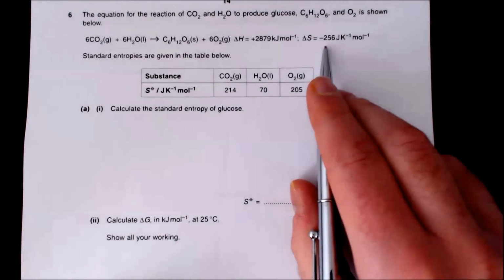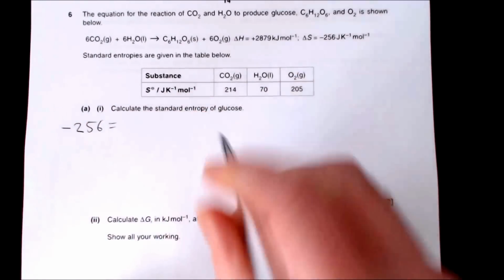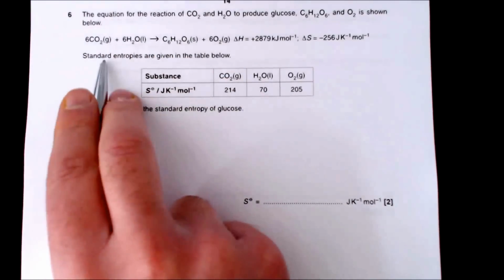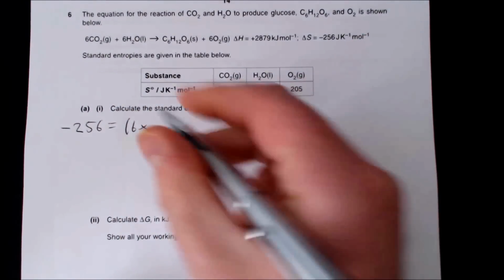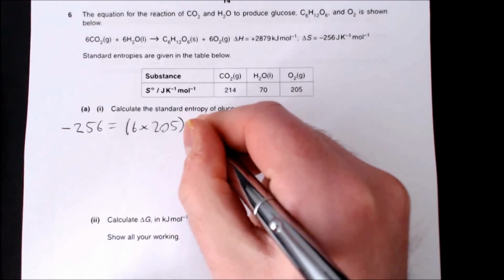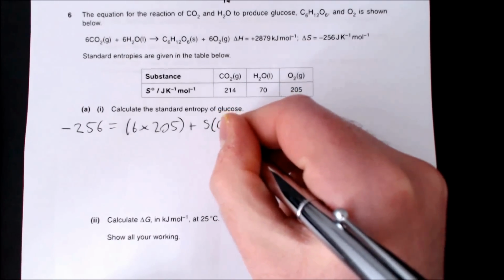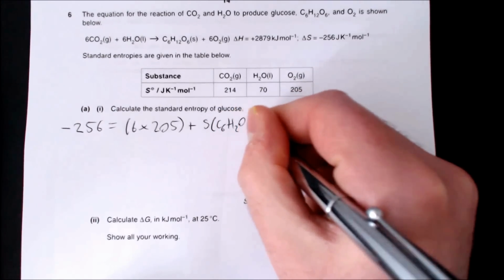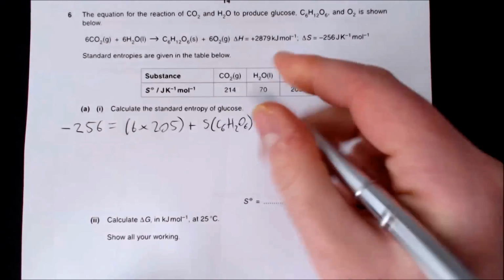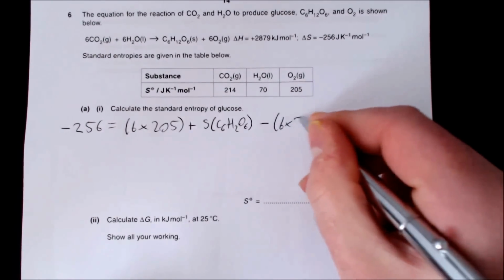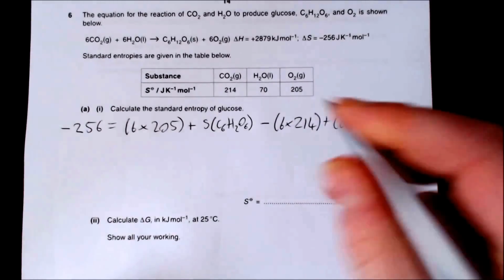So the total entropy was -256. So I'm just going to put that there. So the total entropy will equal, and now it's the products minus reactants. So one of the products we know is effectively 6 times the oxygen value, which is 205. Let's put that there. Plus the total value for this, so this is the entropy of C6H12O6. And what I'll do is I'll call that X when we work them out later, minus the total entropy on the other side. So this is going to be 6 times 214, and that's for the carbon dioxide, plus 6 times, and the water is 70.